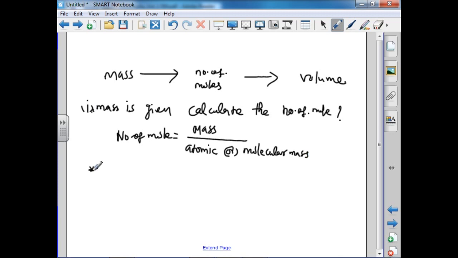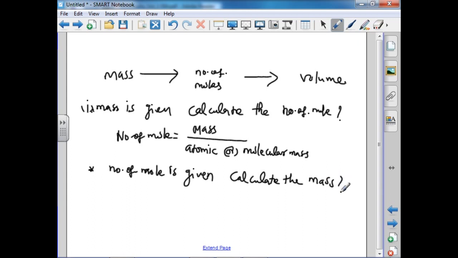Second one, if the number of moles is given, calculate the mass. The formula: mass equal to number of mole multiple with atomic or molecular mass.